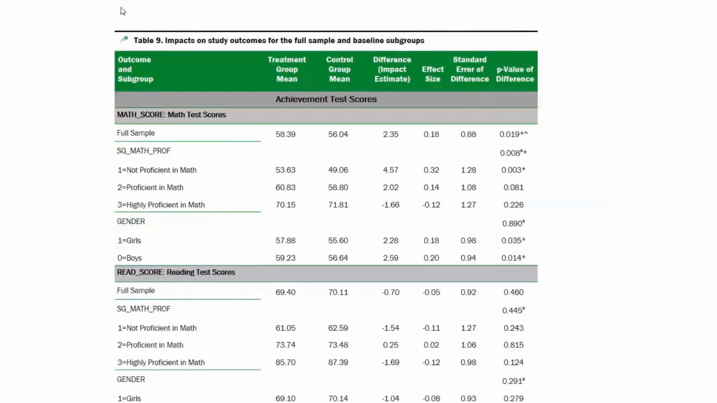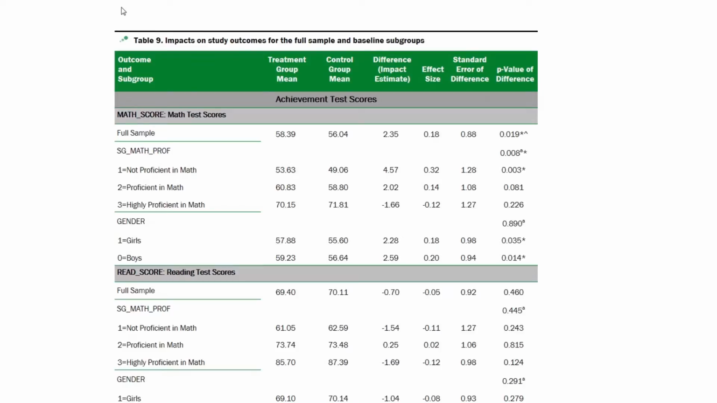Tables 9 and 10 present the impact findings. Table 9 shows impacts on study outcomes for the full sample and for baseline subgroups. The structure of this table is similar to Table 8 for the baseline equivalence analysis. So what do we find for our example?